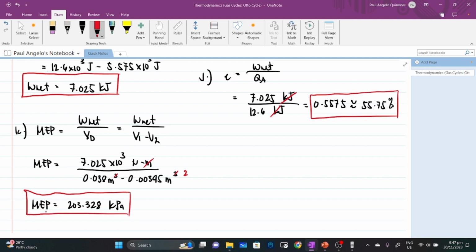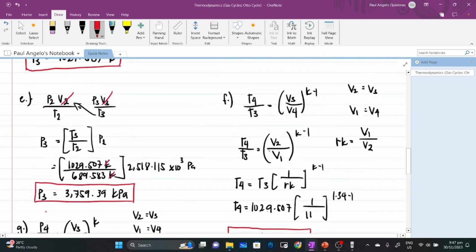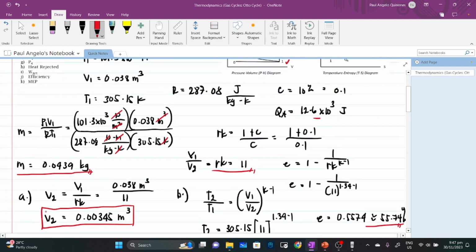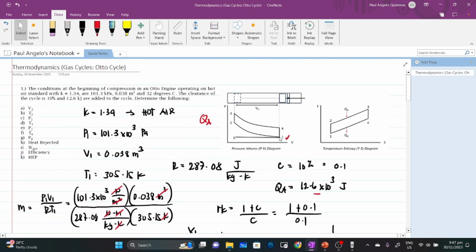We've already solved for the entire process. My tip when you are solving Otto cycle or other gas cycles: always check your answers with respect to the PV and TS diagram. If the PV diagram says that from point 1 to point 2 it will increase, then your answer should also increase, not the other way around.